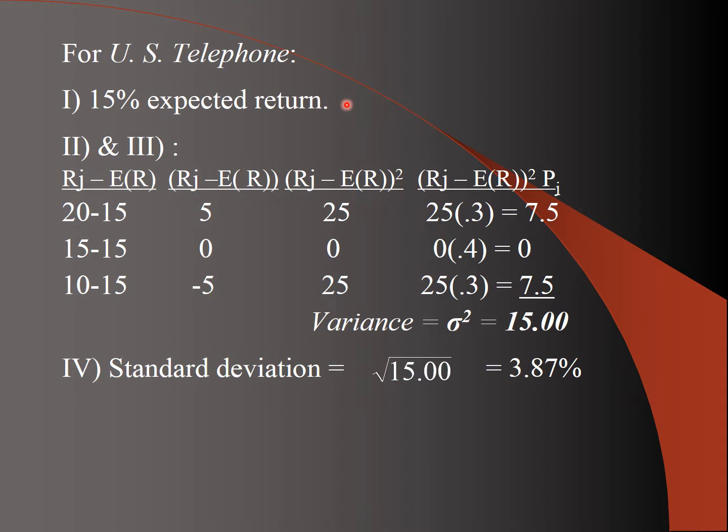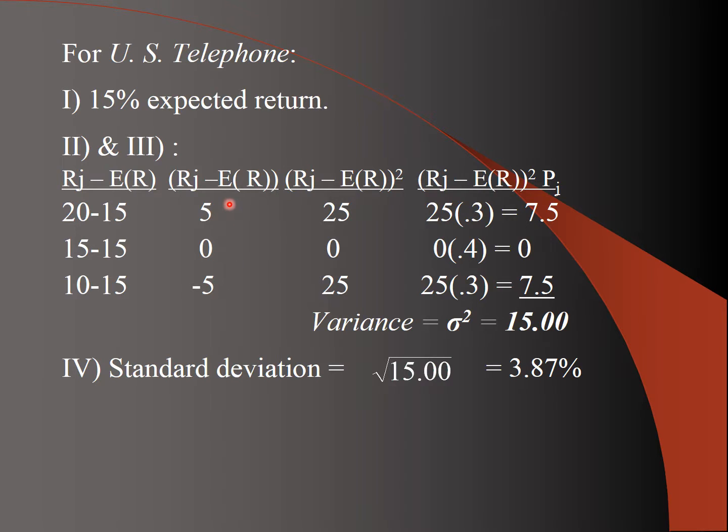For U.S. Telephone, we calculated the expected rate of return, and it is 15%, step 1. Step 2, these were the possible rates of returns for U.S. Telephone for the 3 states of economy, and from each one of those I am subtracting U.S. Telephone's expected rate of return to obtain my set of deviations.